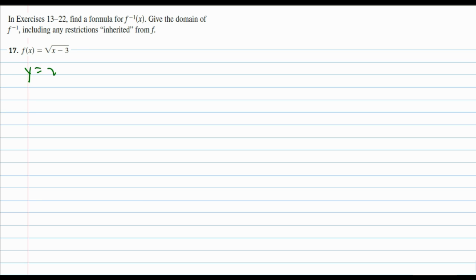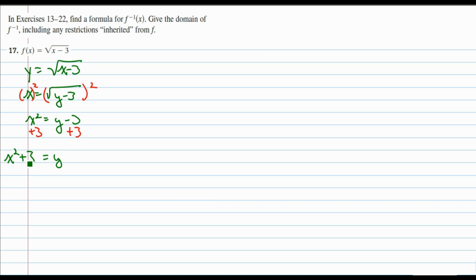First, y equals the square root of x minus 3. I'm going to switch x and y. Now I'm going to square both sides of the equal sign to get rid of that square root, and then add 3 to both sides. y equals x squared plus 3.